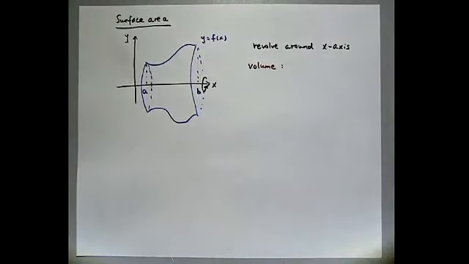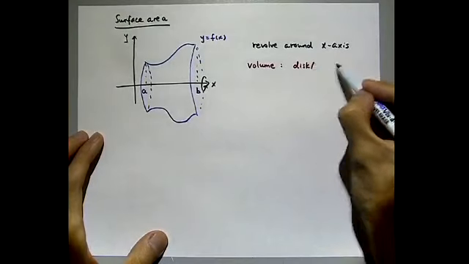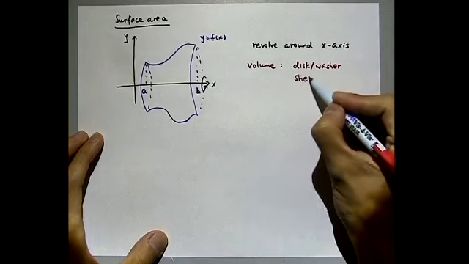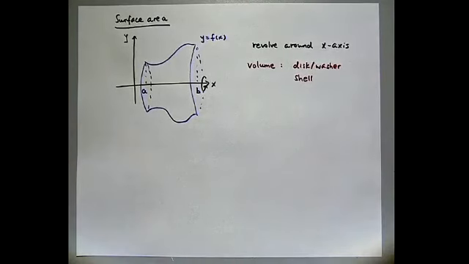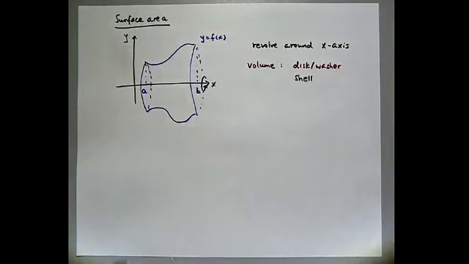And we already know how to calculate volume, right? You have two methods for doing that. There's the disk/washer method, and there's also the shell method. This time, what we'd like to find is the lateral surface of that object rather than the volume.